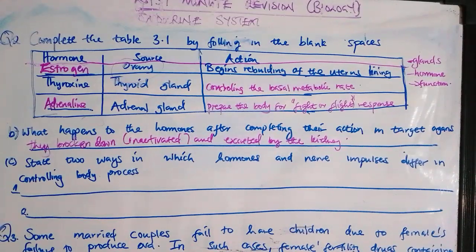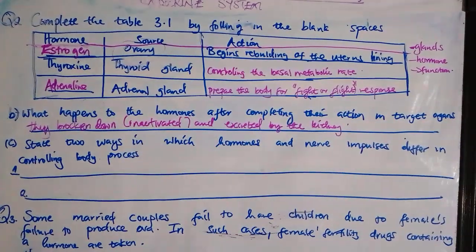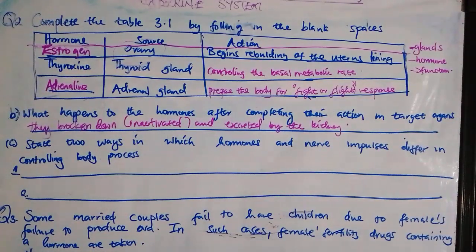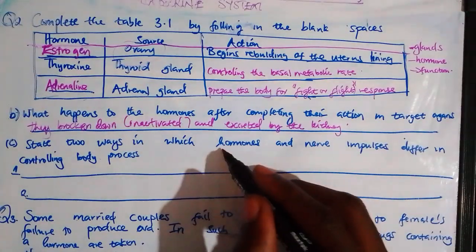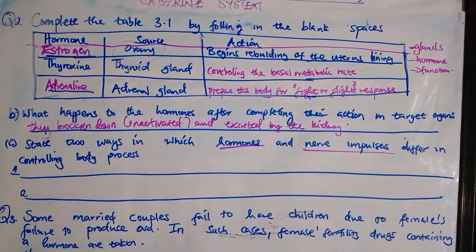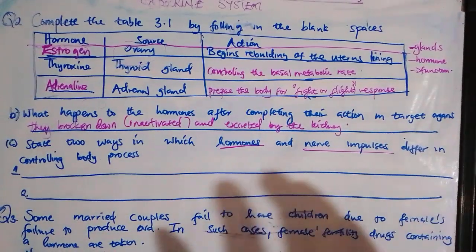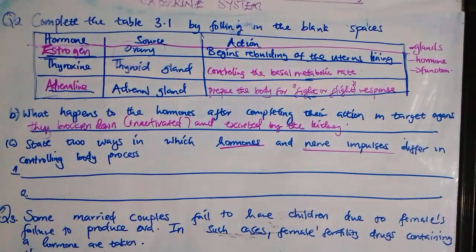So moving on to our C. State two ways in which hormones and nerve impulses differ in controlling body processes. So, how does a hormone and a nerve impulse differ? The first thing you need to know is that a hormone is a chemical, whilst a nerve impulse is an electrical. So a hormone is a chemical messenger, while a nerve impulse is an electrical messenger. That's the first thing which you need to know.